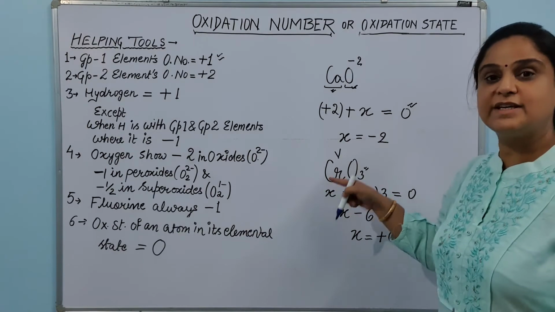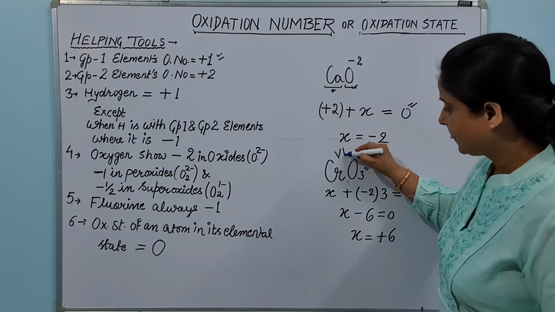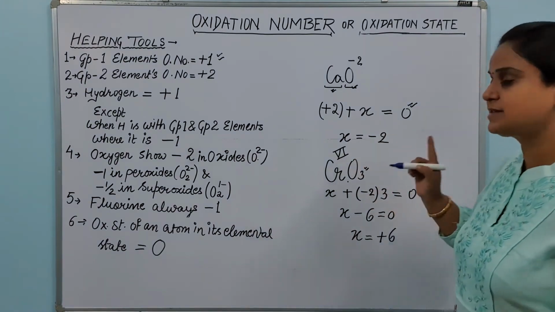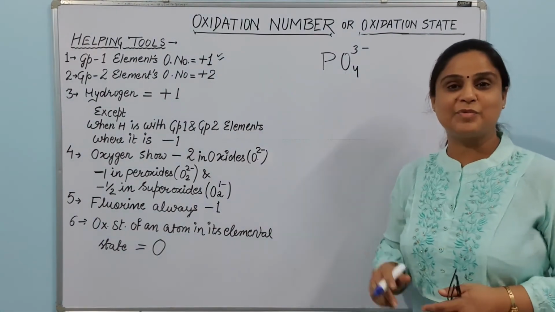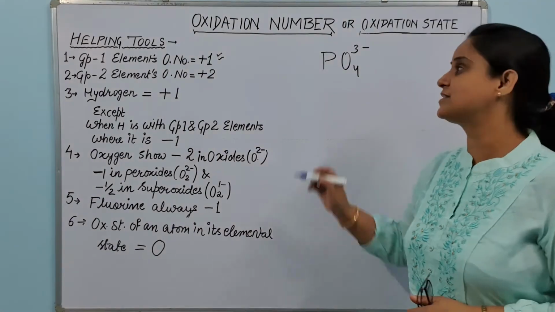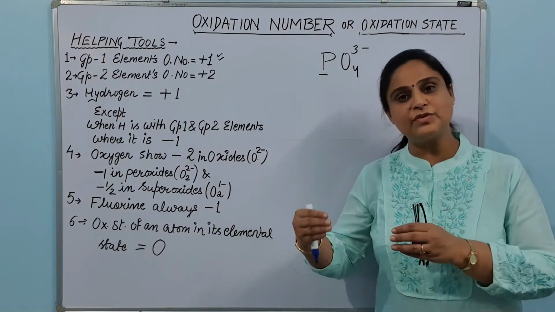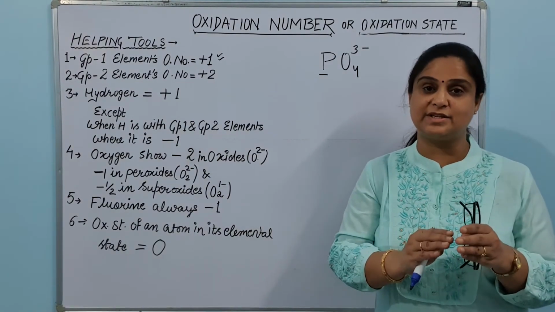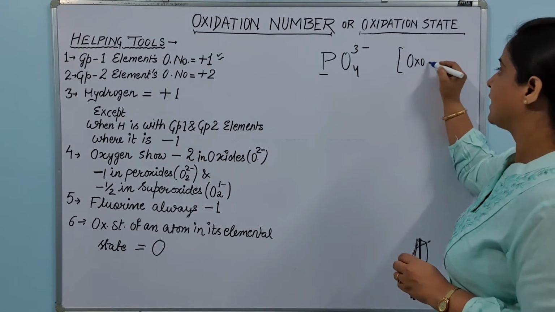What is the oxidation state of chromium in this molecule? It is +6 oxidation state. Is it clear? So let's talk about this ion and calculate the oxidation state of phosphorus in this phosphate ion. And most of the ions which are having oxygen, do remember this thing, you can write down as oxoanions.